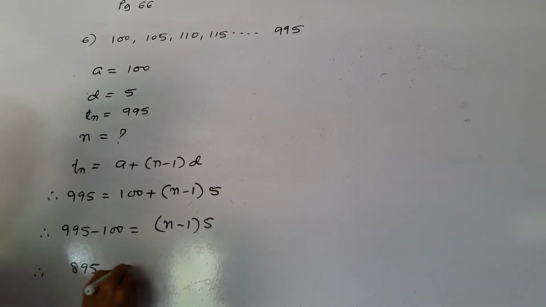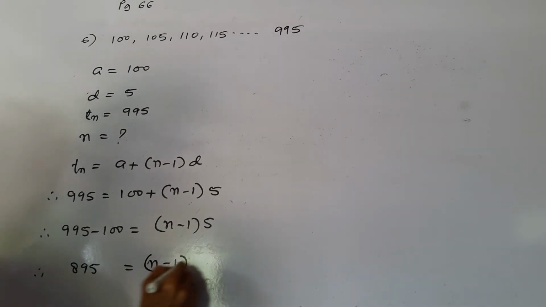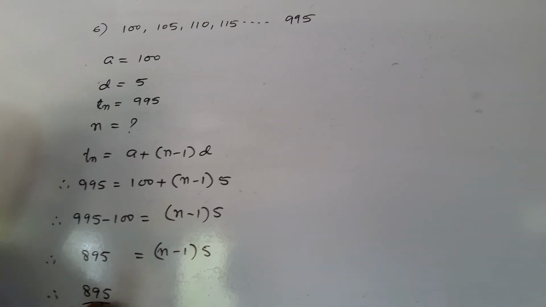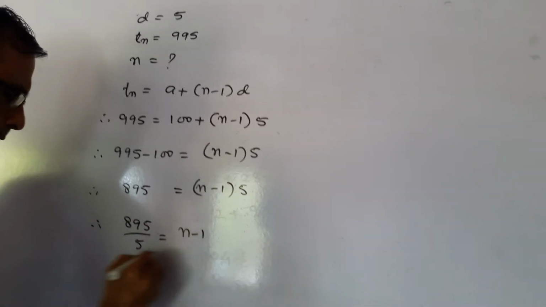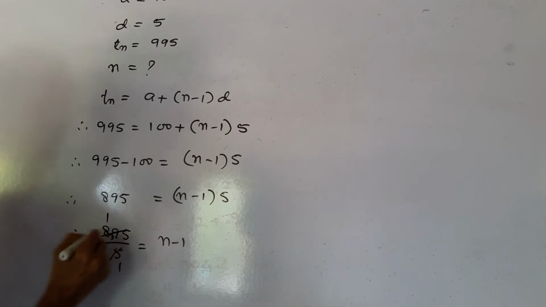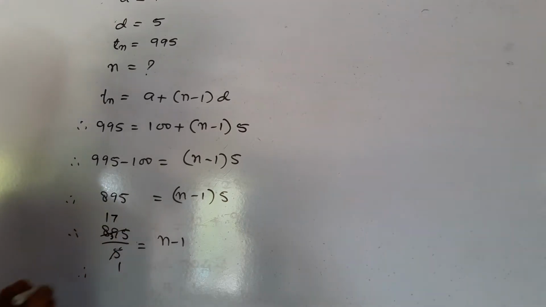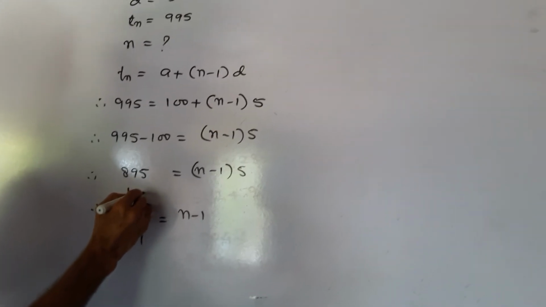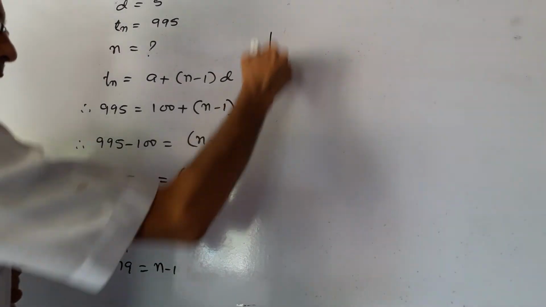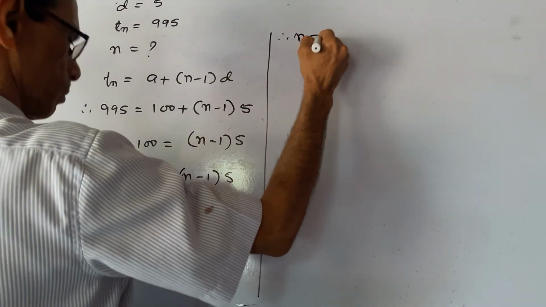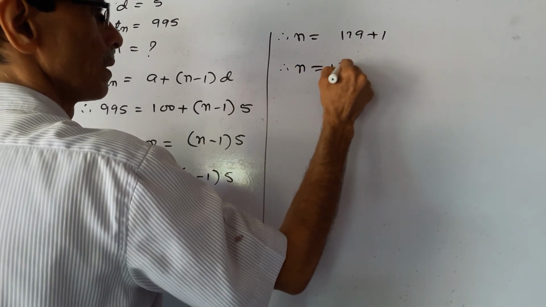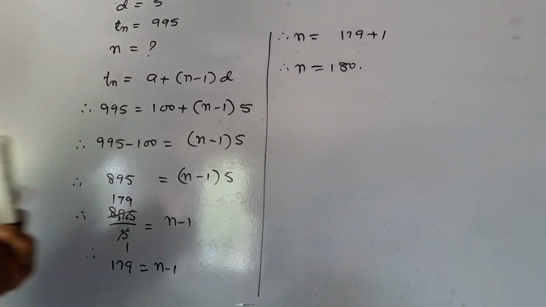Now write this as it is, n minus 1 into 5. So 5 is multiplied here, so divide here, and therefore 895 upon 5 is equal to n minus 1. Divide this by 5: 5 eights are 40... so 179 is equal to n minus 1. And therefore n equals 179 plus 1, so n equals 180. And therefore there are 180 terms.